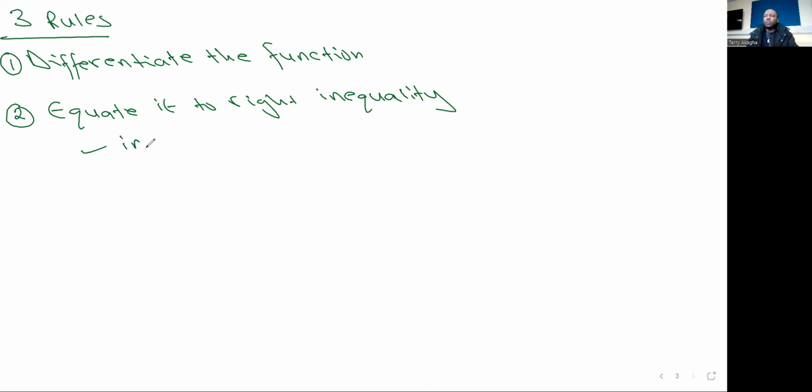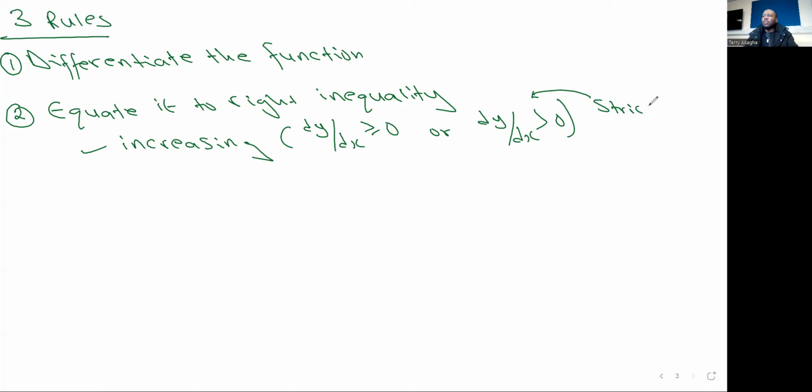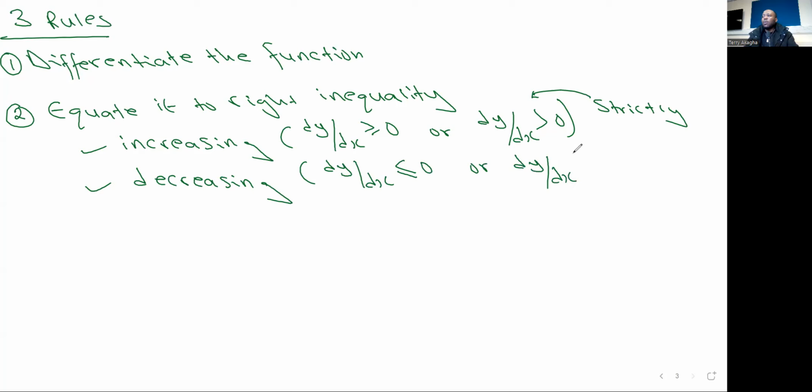So if it's an increasing function, it means dy over dx is greater than or equal to 0, or it could be strictly increasing, which means dy over dx is greater than 0. I've talked about this before. Or it could be decreasing. In decreasing, we know dy over dx is less than or equal to 0, or it could be strictly decreasing when it's just less than 0. Then when you've done that, number 3, you then simplify.